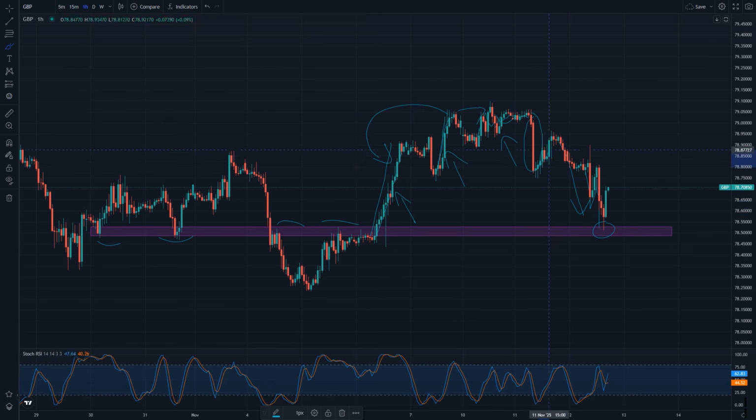First we got this bullish pullback, but it was a very slow bullish pullback, and then we got this very strong bearish move. As I said, right now we can see a bullish reaction to this significant zone, and this here is not a good place to enter a sell trade.